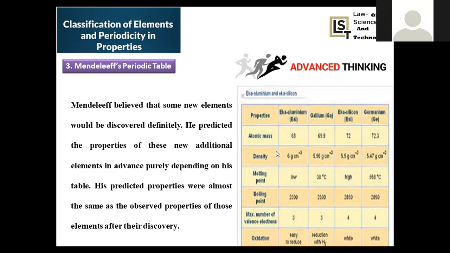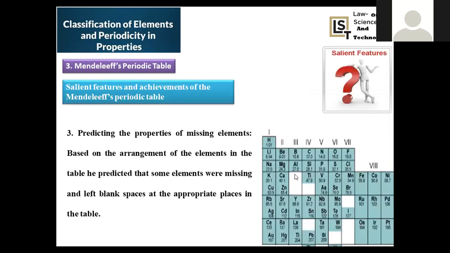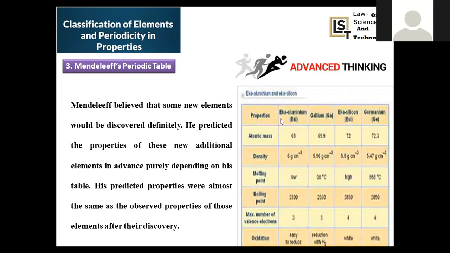Some of the elements are categorized in this table. Eka aluminium he predicted. He thought that Eka aluminium is 68, gallium 69, so there is a resemblance. Eka means one more, an addition of one later to that one. After aluminium, we got an empty space, right? That's the reason it is mentioned as Eka aluminium.